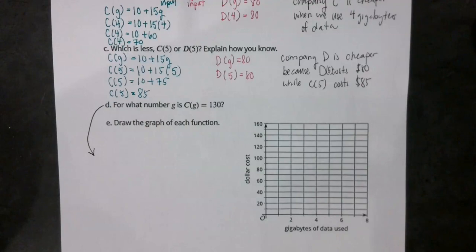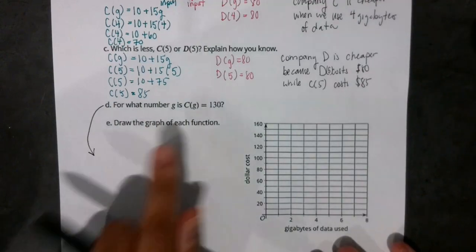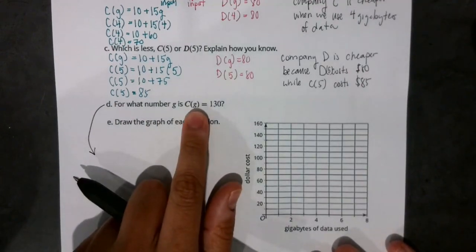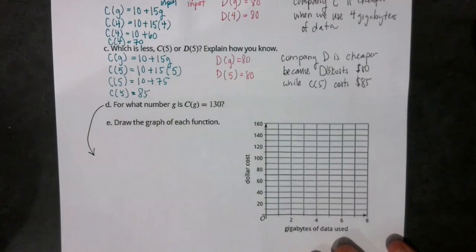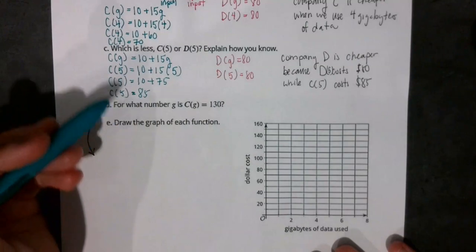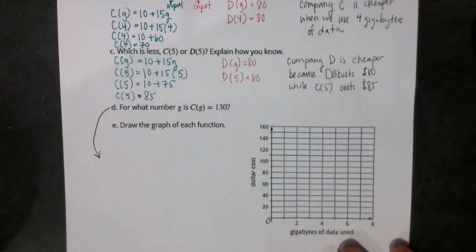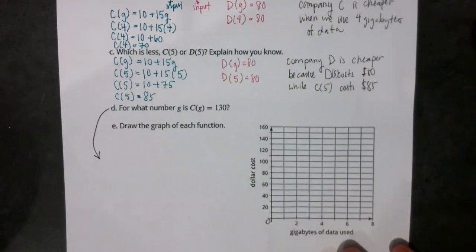For this part, notice how we don't have a number inside the parentheses. Inside of my parentheses is a G. A common mistake for this problem is to substitute 130 into the equation for G, just like we did for Part C and Part B. But we have to keep in mind that 130 is not inside the parentheses where G lives. Instead, the 130 represents the monthly cell phone bill for company C. So what we actually have to do is find how many gigabytes of data we used that would give us a $130 cell phone bill.